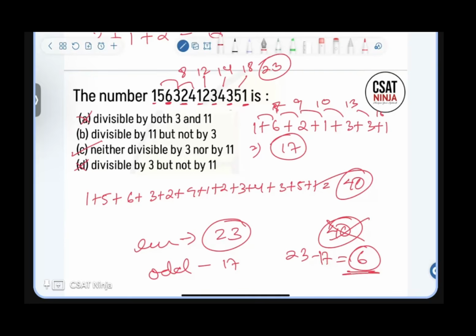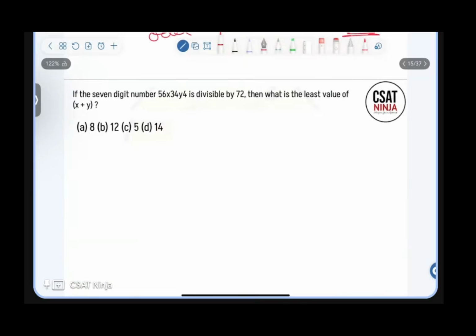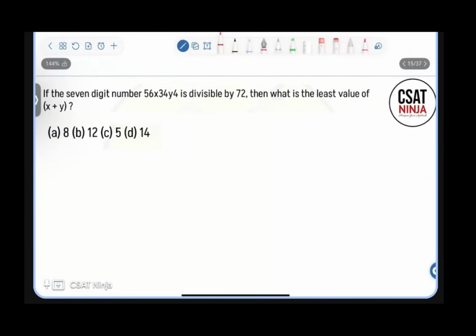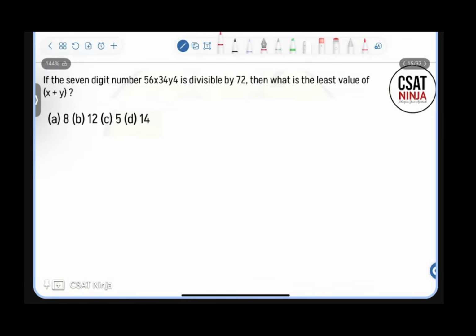Okay. Are we clear with this? Let's try one more question. I believe we will see this kind of question, not the earlier one, but this kind of question, because we see questions similar to this one in UPSC as well. Okay, so let's try to understand this.